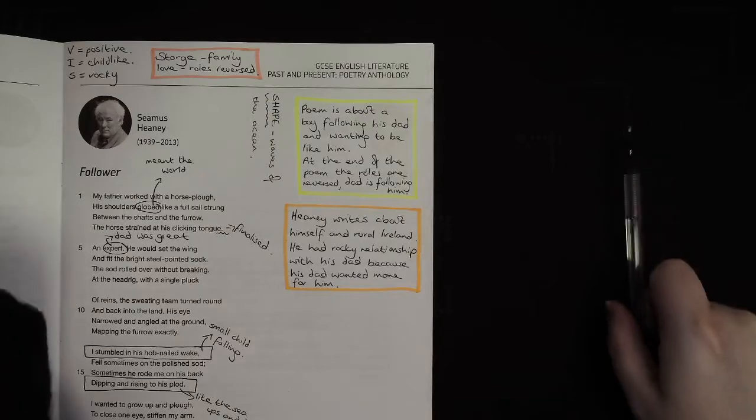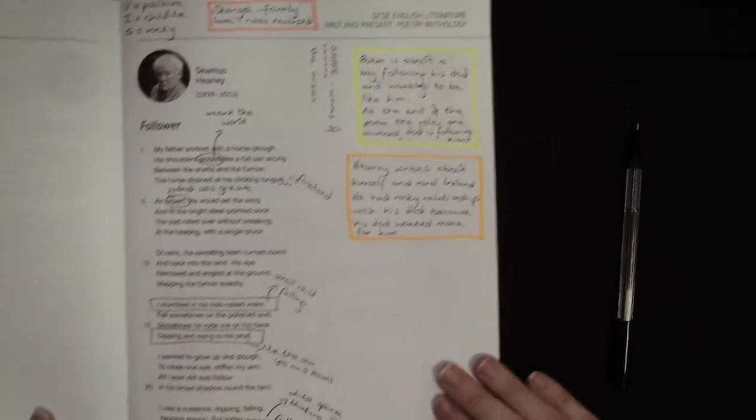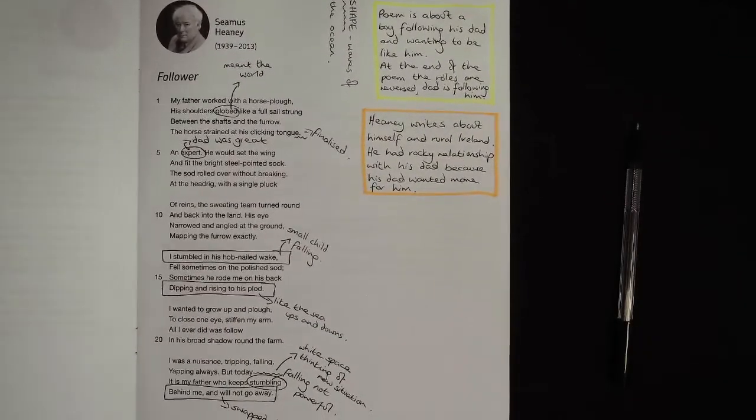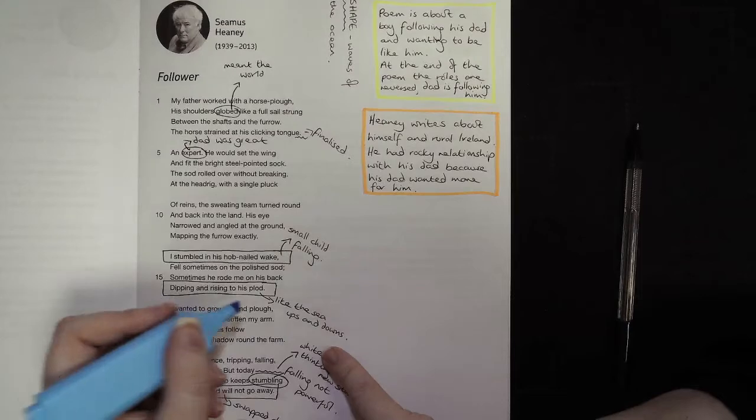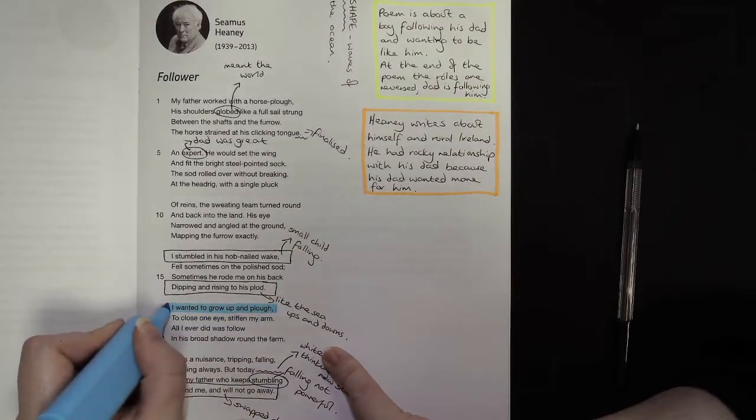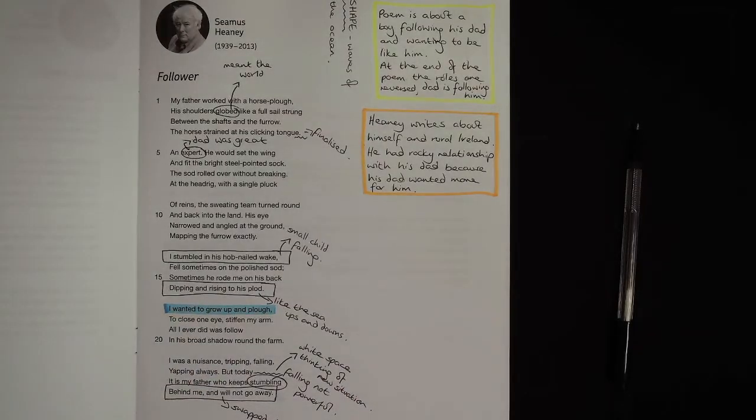The next thing I'm going to do is get my blue highlighter and I'm going to try and choose my favourite quotation, or the quotation that I think best shows the poem. And I'm going to choose this one. I wanted to grow up and plough. The reason I've chosen that one, this is where all the arguments have come from. He wanted to follow his dad. His dad wanted him to do something better with his life. So pause this video now so you can choose your favourite quotation.